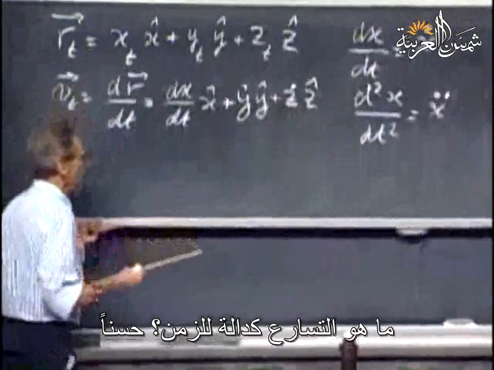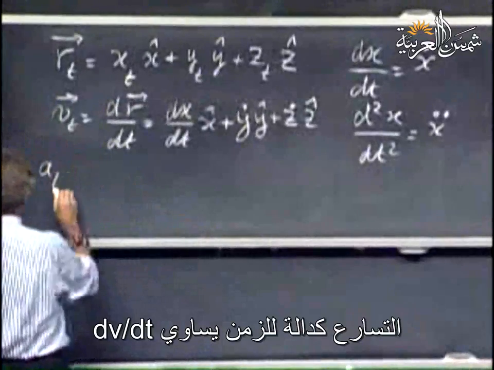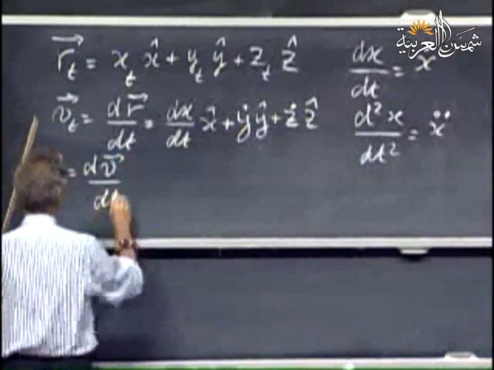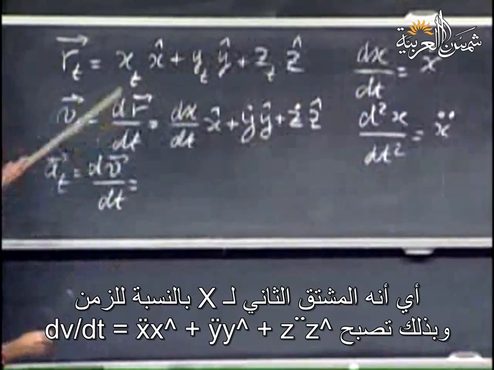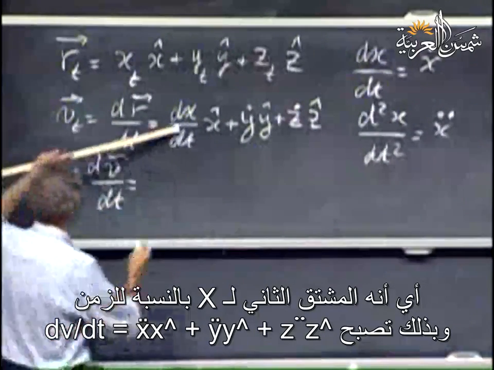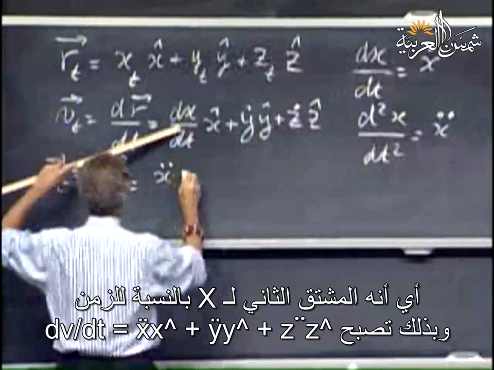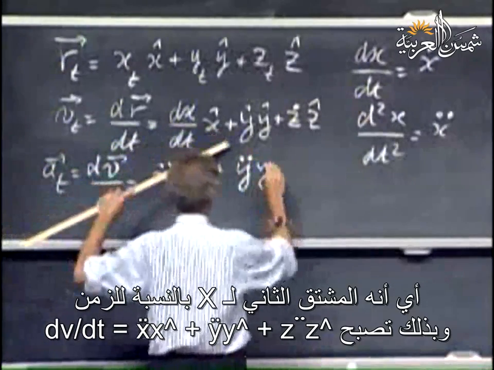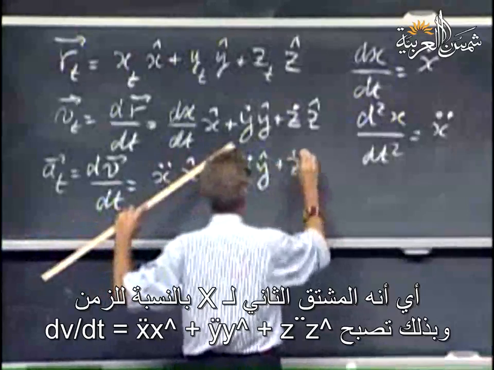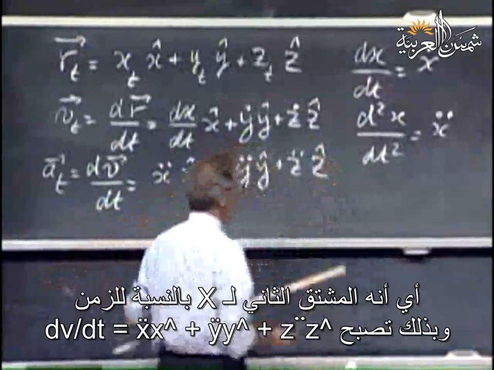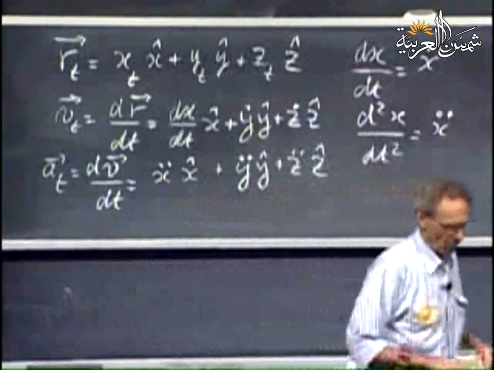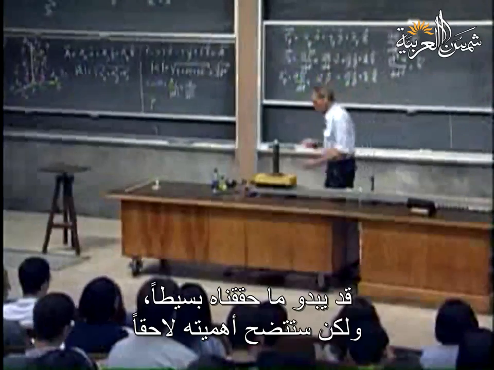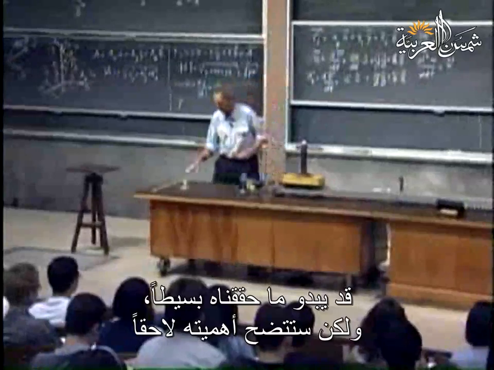What is the acceleration as a function of time? Well, the acceleration equals dv/dt. So that's the second derivative of x versus time. And so that becomes x double dot times x roof plus y double dot times y roof plus z double dot times z roof. And look what we have now accomplished. It looks minor, but it's going to be big later on.